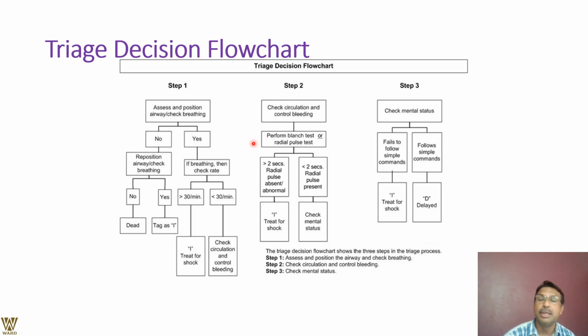Similarly, step 2 is to look for circulation of blood or bleeding. For the blanch test or radial pulse, if it takes more than 2 seconds, go for immediate. If less than 2 seconds, check the mental status. Talk to the victim. Is he or she responding, or is there hallucination, or a mental block? Step 3 is mental status: if the victim fails to follow simple orders, you go for immediate treatment. If able to follow simple commands and respond, you go for delayed.